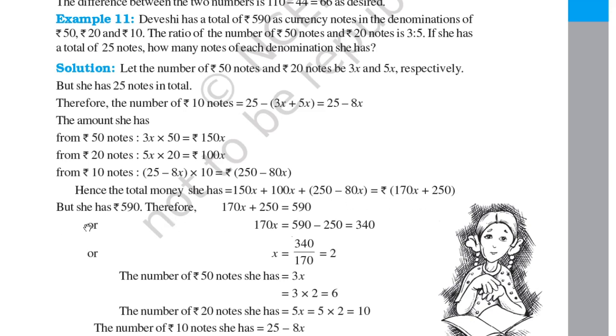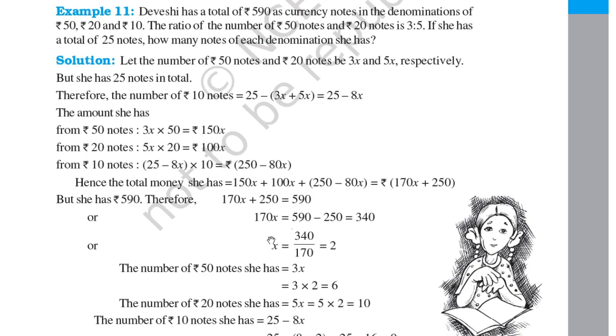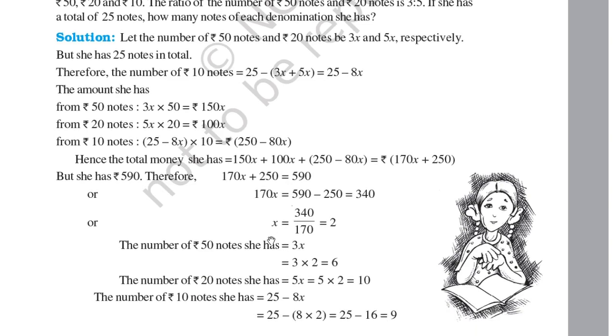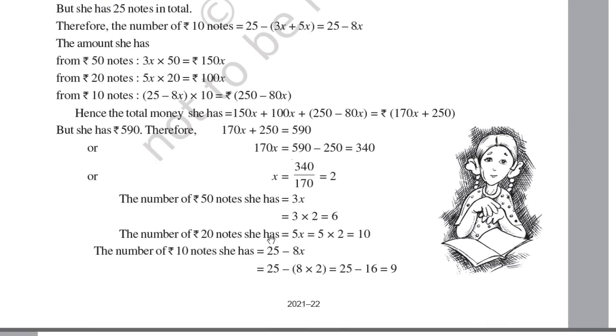But she has ₹590 in total. So we'll equate it with this. So 170x plus 250 is equal to 590. So 170x is equal to 590 minus 250, which is equal to 340. So x is equal to 340 upon 170, that will become 2.